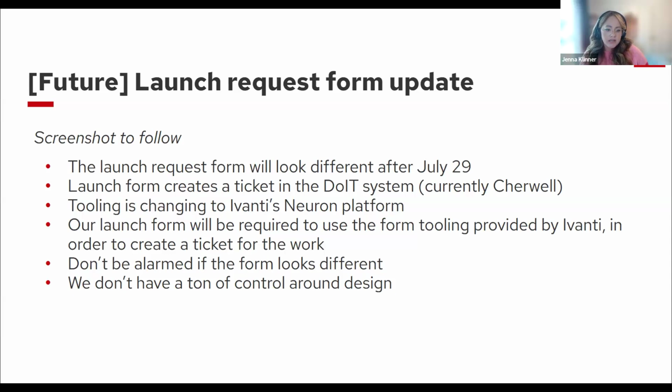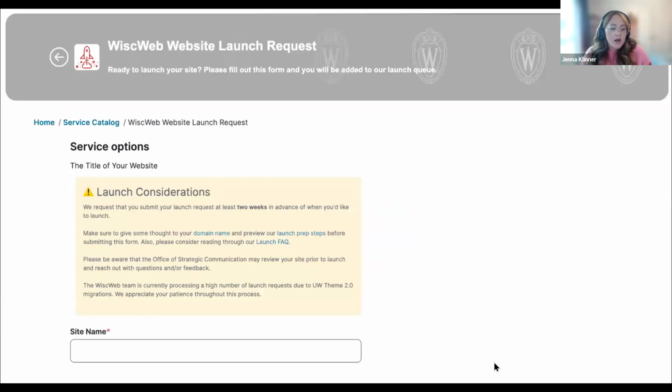Just as a note, we don't have a ton of control over the design. So if it looks a little bit different, we can take that feedback, but we aren't able to directly augment it. If you go to the next slide, I can show you that screenshot. This is just the upper part of the form, but you can see there's a banner at the top, and then, similar to what you see now, a yellow box with launch considerations. I can't show this to you yet in a live view, so it's just a screenshot, but if you were on the page and could scroll down, the fields are there. They just look slightly different. But as you can see, it doesn't look like a WiscWeb website anymore.